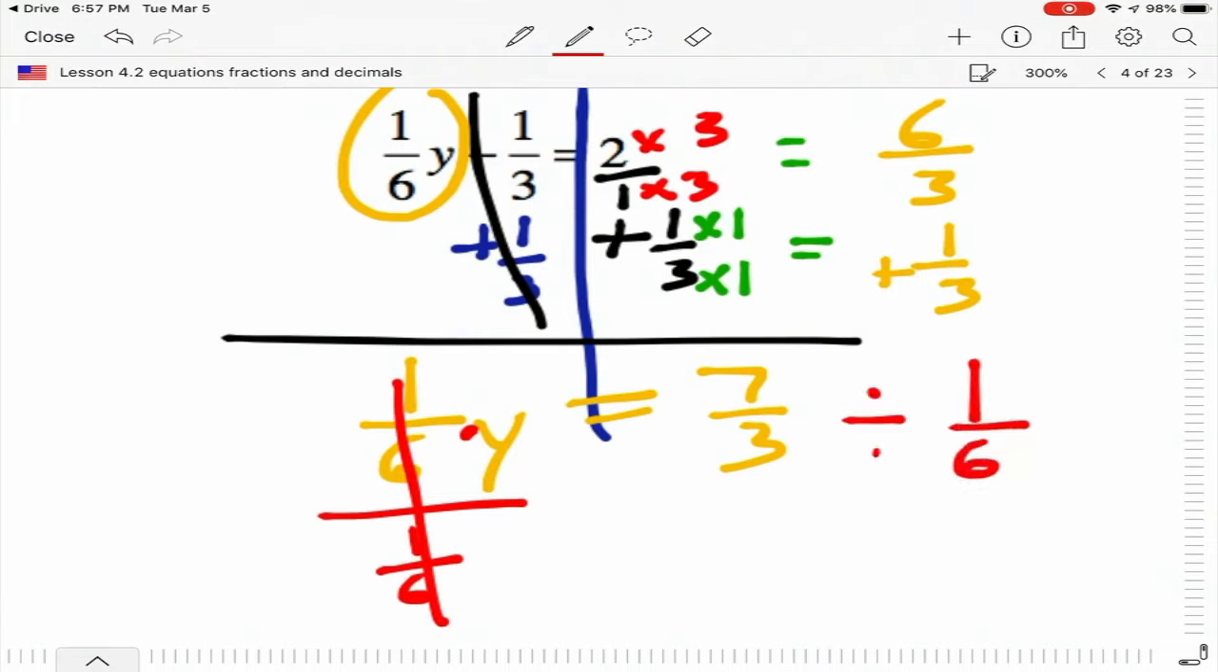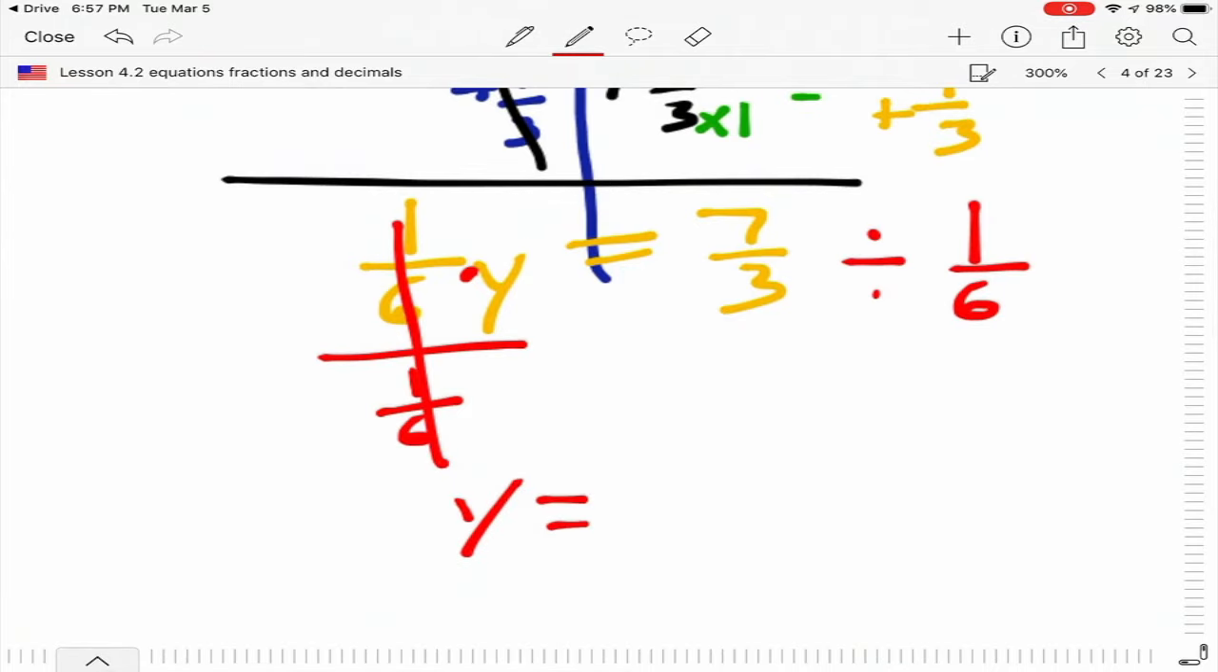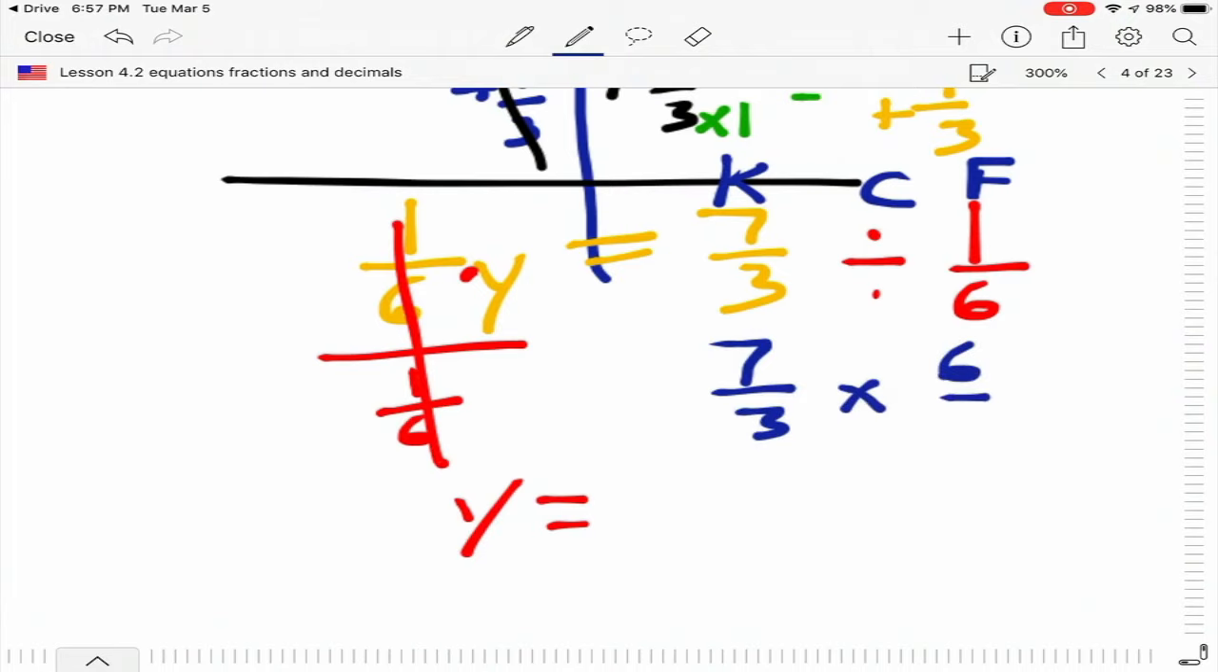Look what I did here, though. Here I divided not top to bottom, but I divided left to right. That makes it a little bit easier. y equals, look what happens. Think of your compact. When you're dividing fractions, remember you got to keep, change, and flip. So it becomes 7 over 3 times 6 over 1.